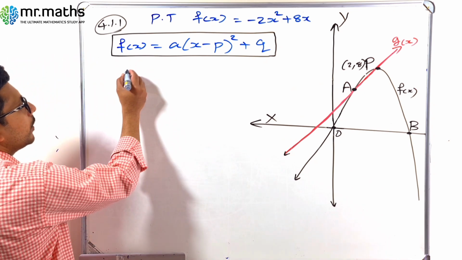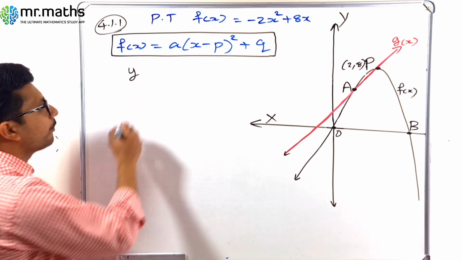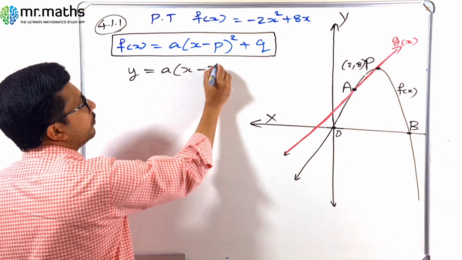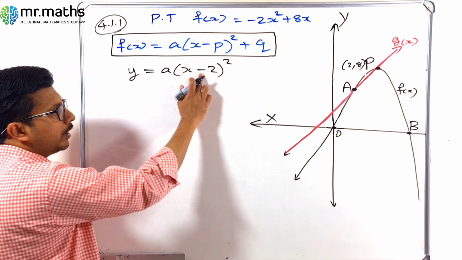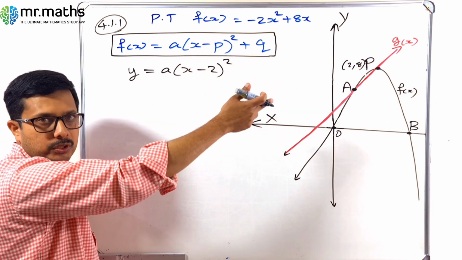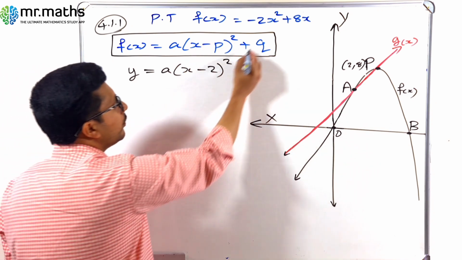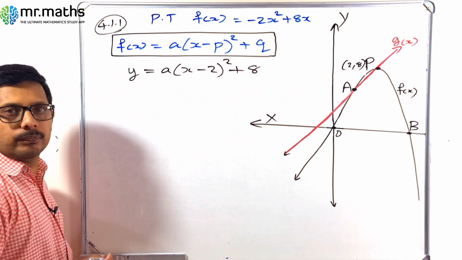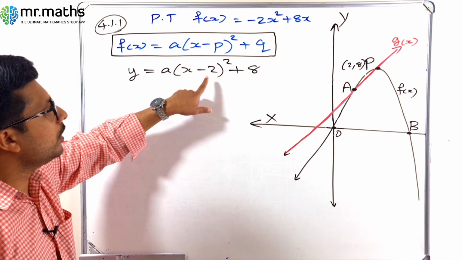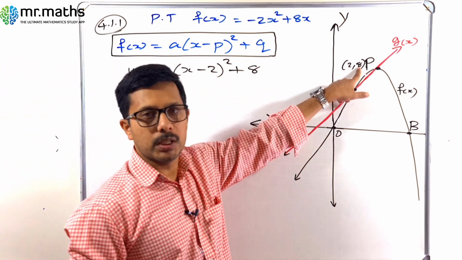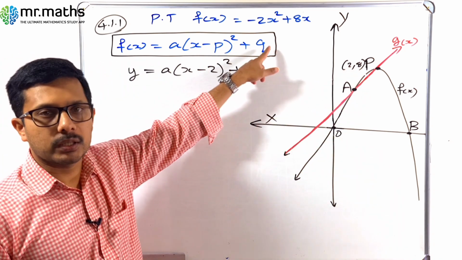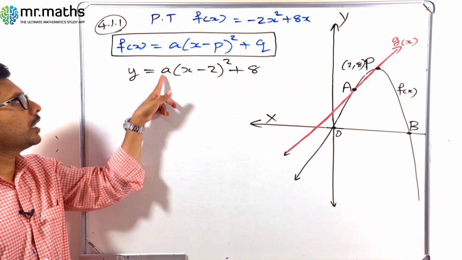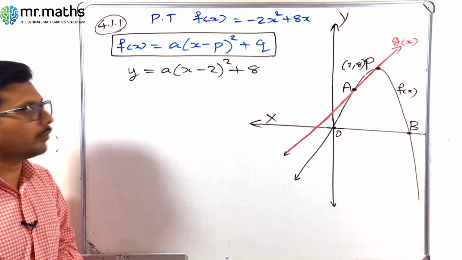So we can substitute. f of x is the same as y. Y is equal to a into (x minus 2). We have to write it as minus; when here it is minus, the turning point is positive 2. You remember that one. Okay. Then plus, here there is no change. Q, what is the value of q? 8. So here in x minus p, the value of p is 2 and the value of q is 8. These p and q are the turning point. Now we have to find the value of this a.